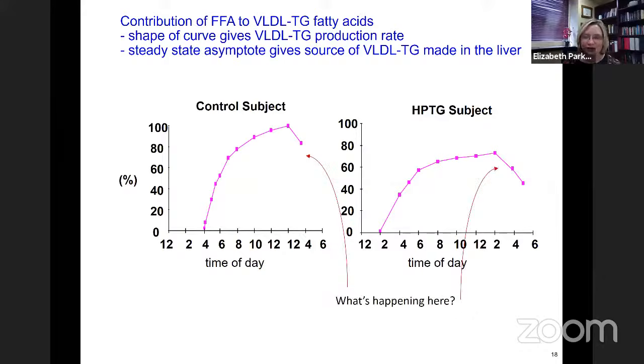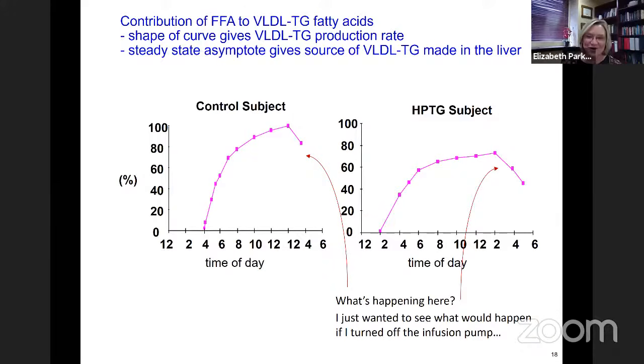So what's happening here? Well, this is me being a curious postdoc, and I wanted to know what happened when you turn off the free fatty acid infusion pump. And you can see how fast it falls, right? This is VLDL turnover. And now the free fatty acids that are coming into the liver are unlabeled, and so the label in the VLDL begins to drop.